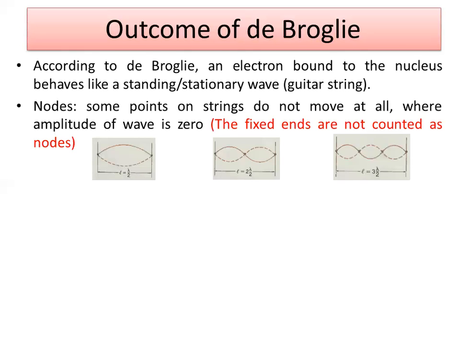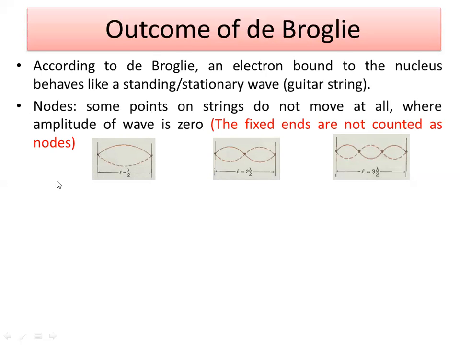We have already discussed some points, coming from the understanding of the strings of a guitar, which we use as a reference to show what type of wavelength is there when there is a fixed end. There are some nodes: points on the string that do not move at all, where the amplitude of the wave is zero. This is called a wave node. The fixed ends are not counted as nodes.